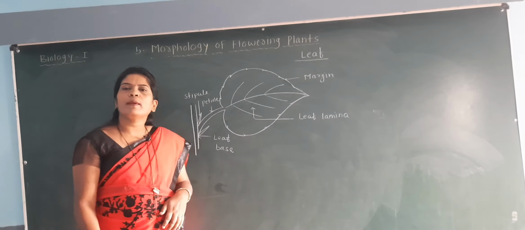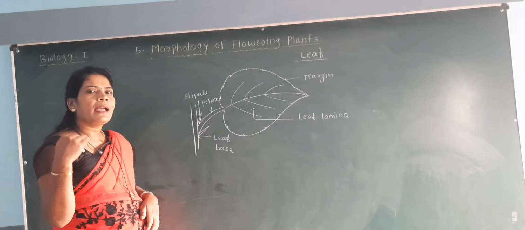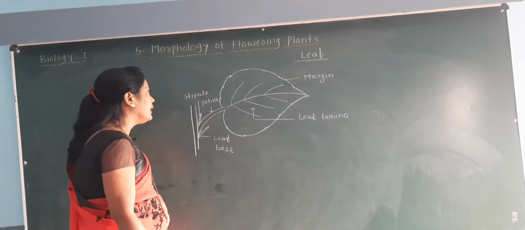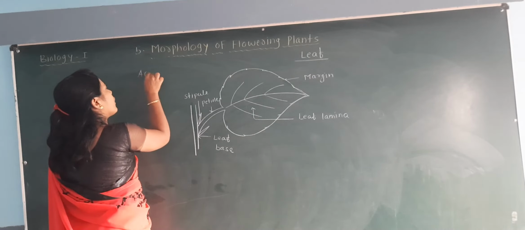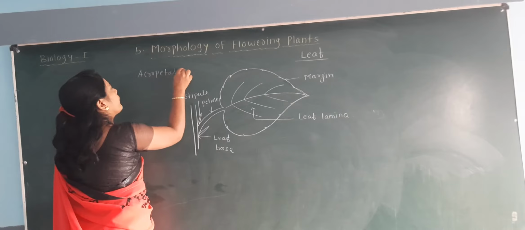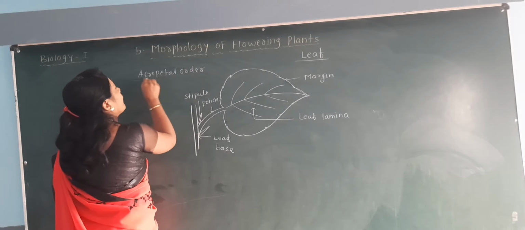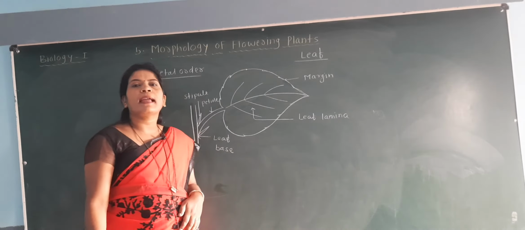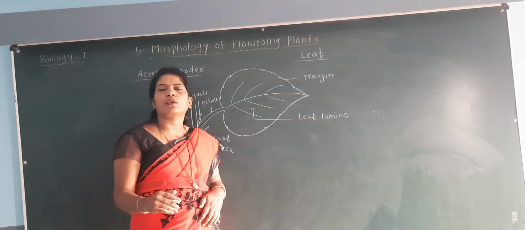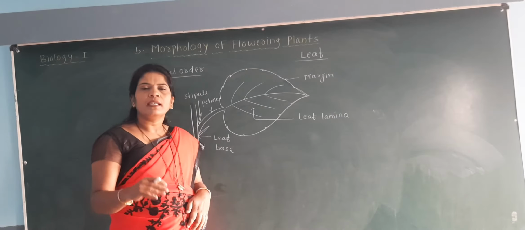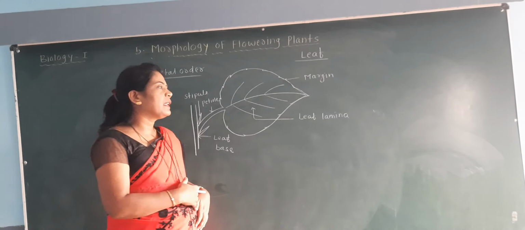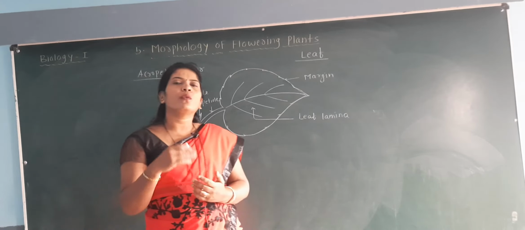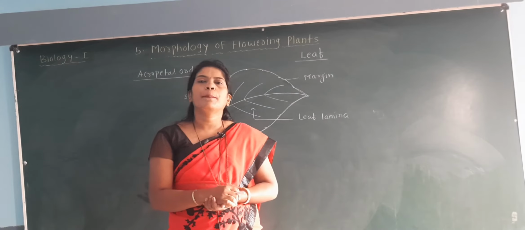So one important point I want to tell you is that the arrangement of the leaves on the plant is always in an acropetal order. Arrangement of the leaves on the plant is in an acropetal order. What is meant by acropetal? Acropetal means the young or newly formed leaves are present at the apex of the stem and mature old leaves are present at the base of the stem.